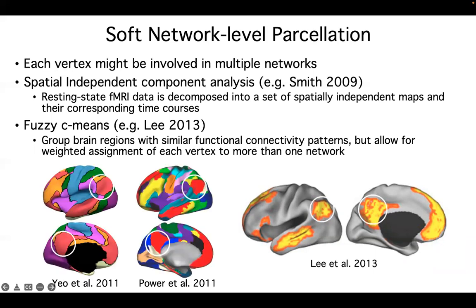Again, if we compare it with the default networks generated by the hard network level parcellation approaches from the Yeo 2011 and the Power 2011, we can see they are very similar. So this is good as it suggests that these large-scale networks are consistent across different studies and methodologies.